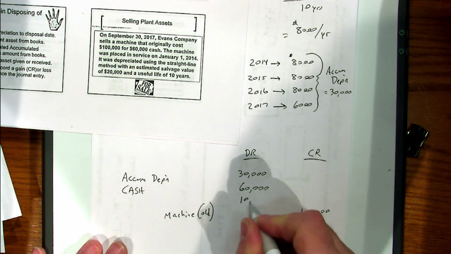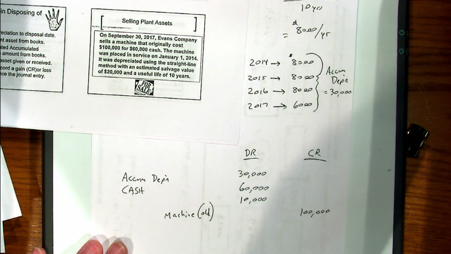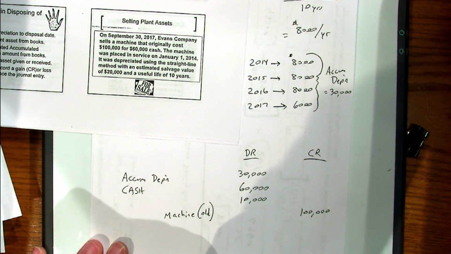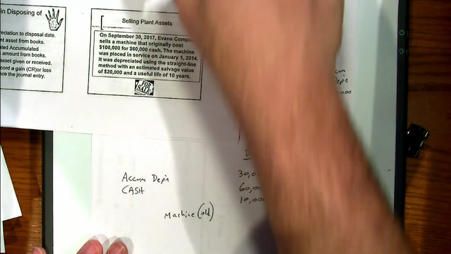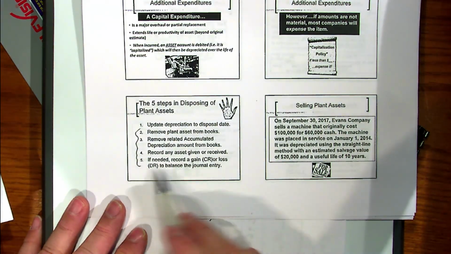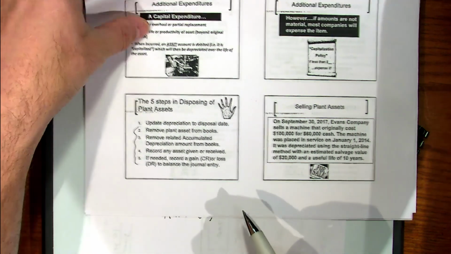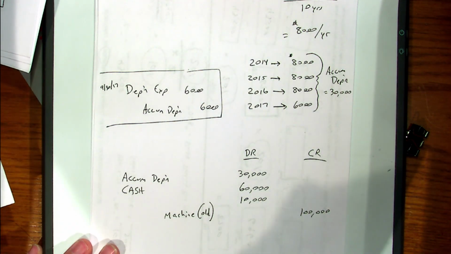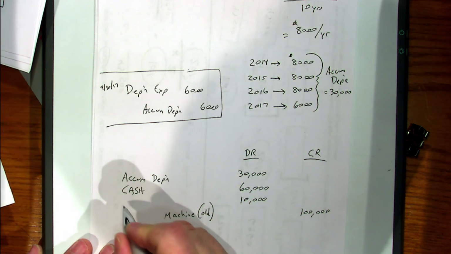So what account do we debit? Since it's a debit, what do we debit? Look at the step. If needed, record a gain or loss to balance the journal entry. We need to debit something, so what do we debit? Loss on disposal.